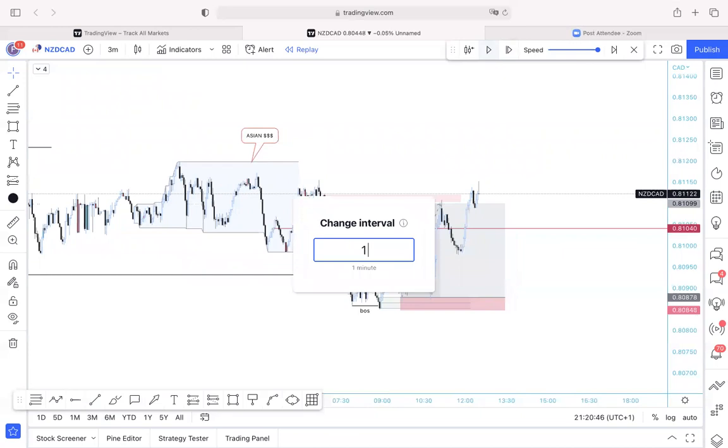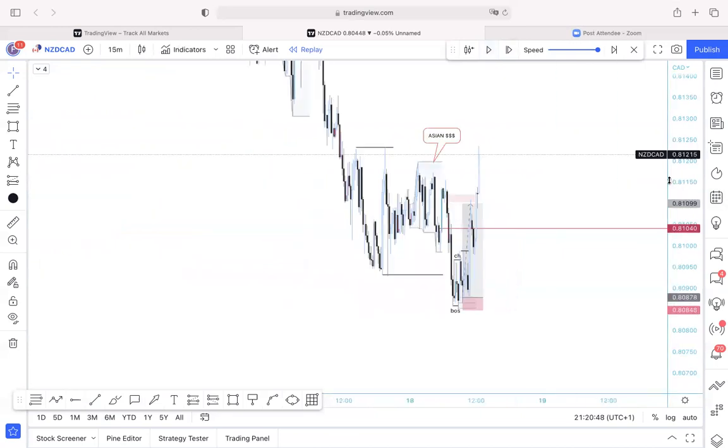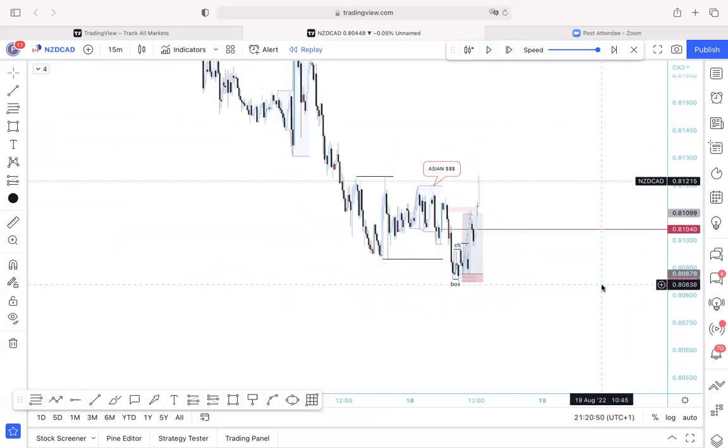Now, I want to see some more examples on NZDCAD. I will make other videos because NZDCAD has been really, really interesting for us lately with the Asian range and just how it is moving.